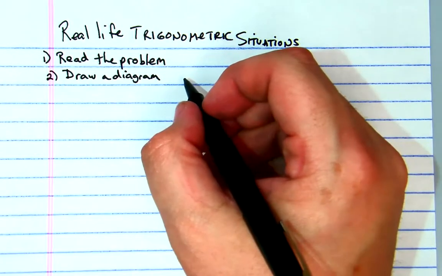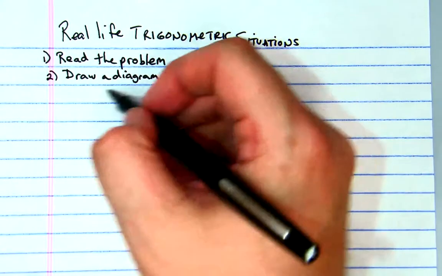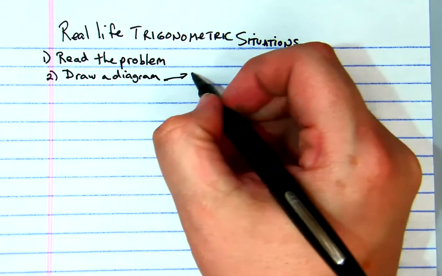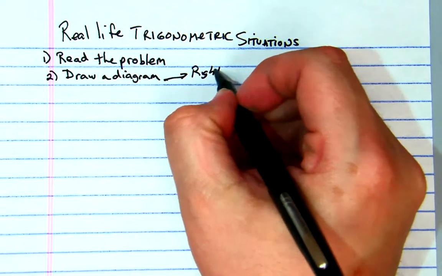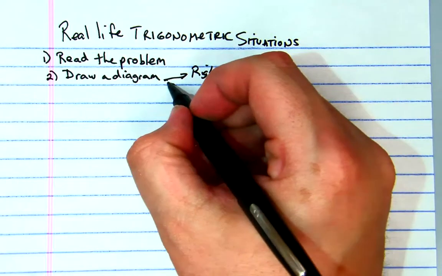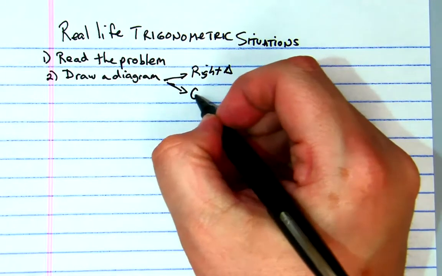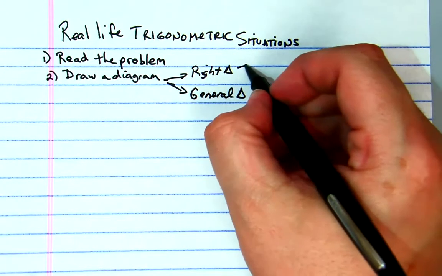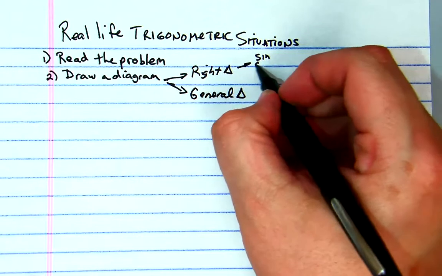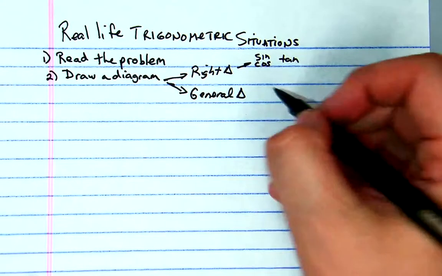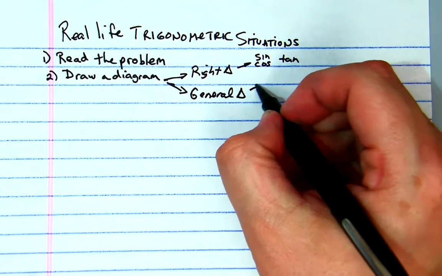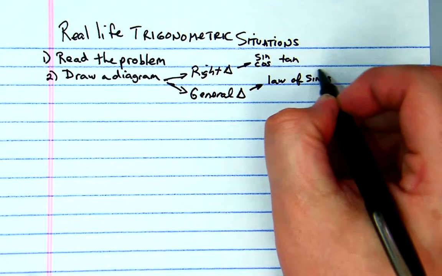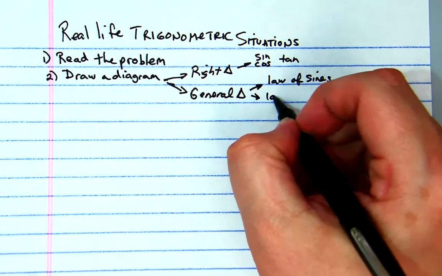Now, there will be two types of triangles that you'll get from this. You're going to either end up drawing a right triangle, or I'll just say a general triangle. If it's the right triangle, we're going to use sine, cosine, or tangent. If it's the general triangle, we're going to use two things. You don't know what they are yet. The law of sines or the law of cosines.